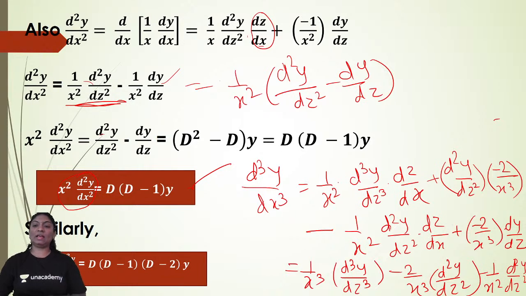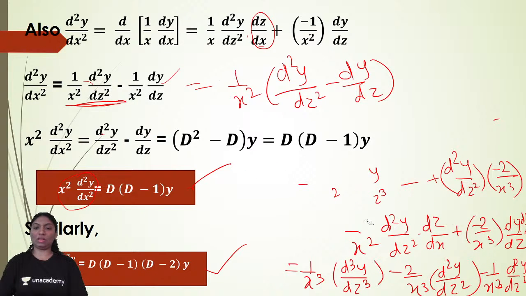So again taking 1 upon x cube common. So dy by dz again becomes, see, minus 1 upon x cube, minus 1 upon x cube into dy by dz. So minus 2 upon x cube. So after taking that common, you will get d into d minus 1 into d minus 2 of y. So whenever in the Cauchy's differential equation the term x cube d cube y by dx cube comes, you can directly write d into d minus 1 into d minus 2 of y.